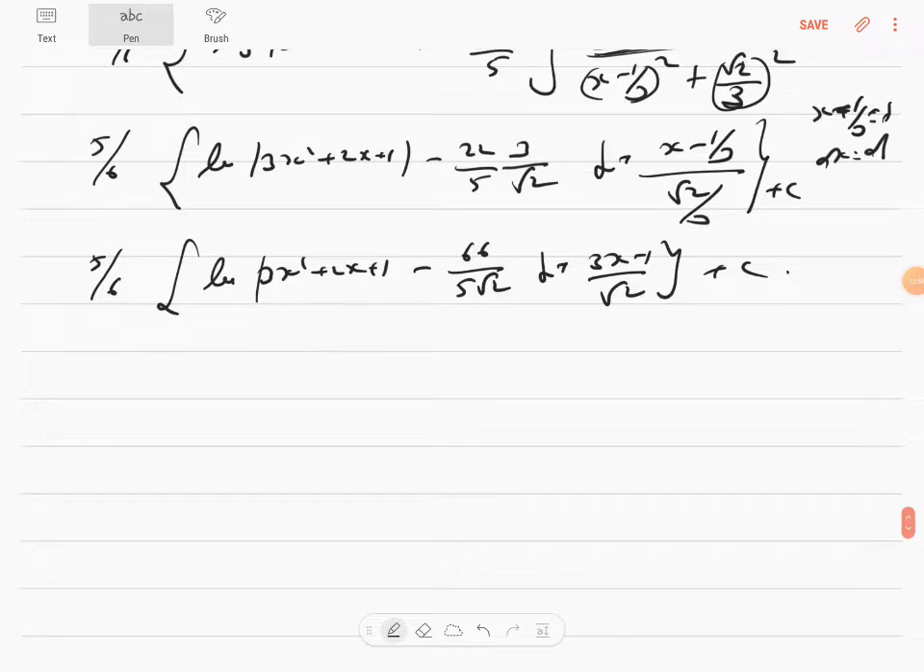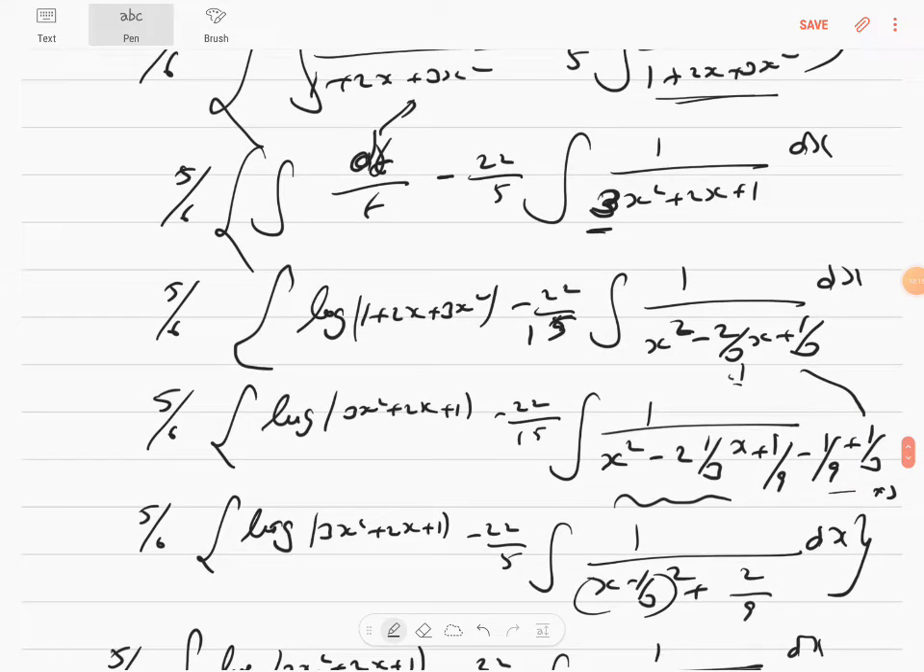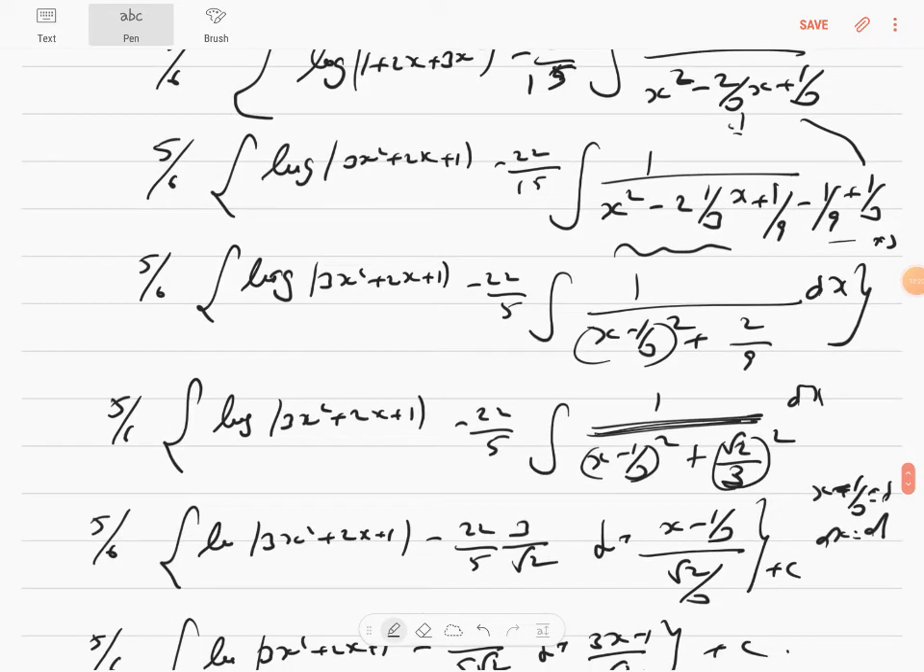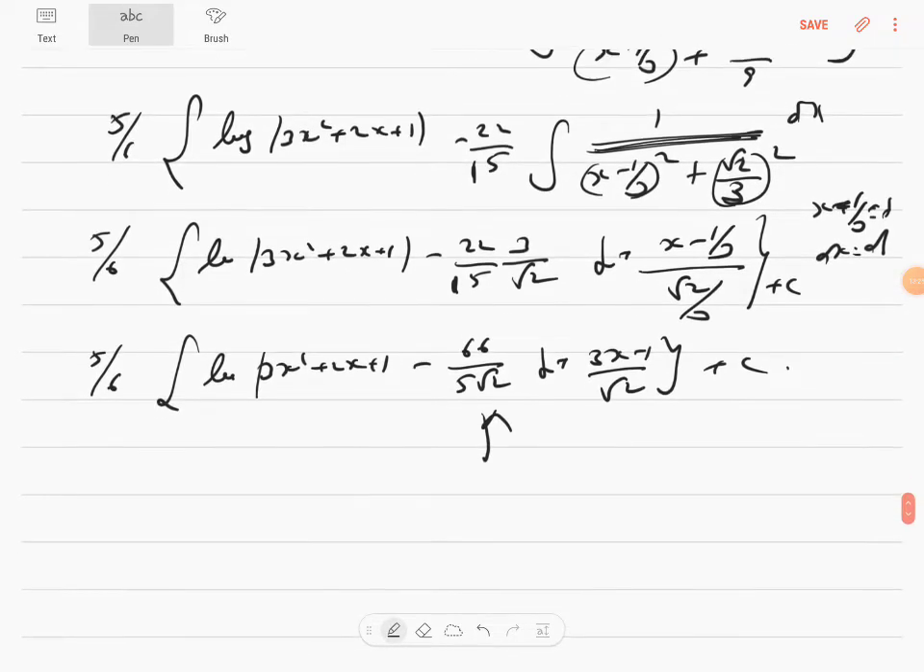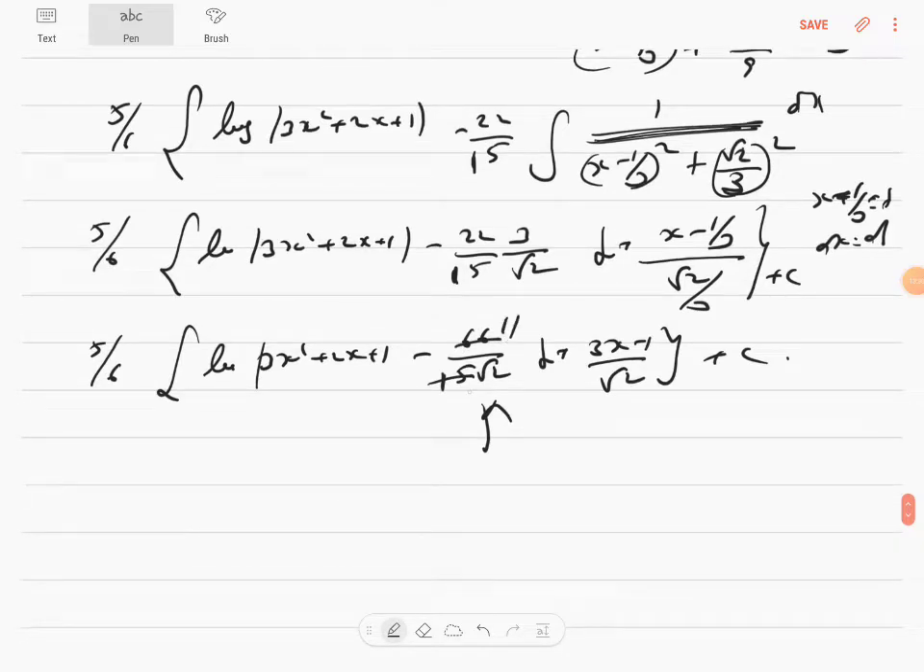Log of 3x square plus 2x plus 1 minus 11 by 3 root 3. How was it 11 by 3 root 2? Yeah, 11 by 3 root 2. 5 3s are 15, that's 22. So 22 by this was 15, right? Sorry, this was 15, so I can cancel this. So this becomes 11 by 3 root 2. I hope you had identified my mistake.